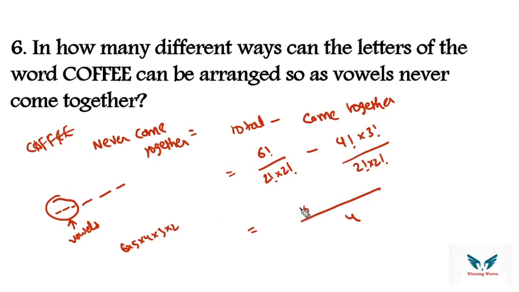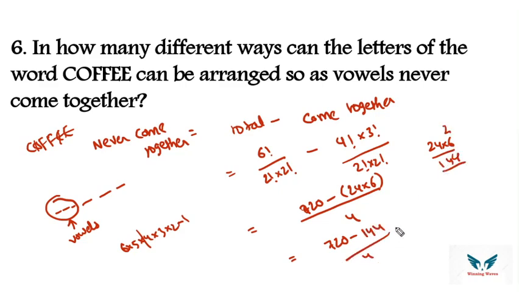120 6s are 720. 720 minus 4 factorial, which means 4 into 3 into 2 into 1. So 4 3s are 12, 12 2s are 24, 24 into 3 factorial, which means 6. So 720 minus 24 into 6, so 24 6s are 144, 144 by 4, right? Then just subtract to get the value.